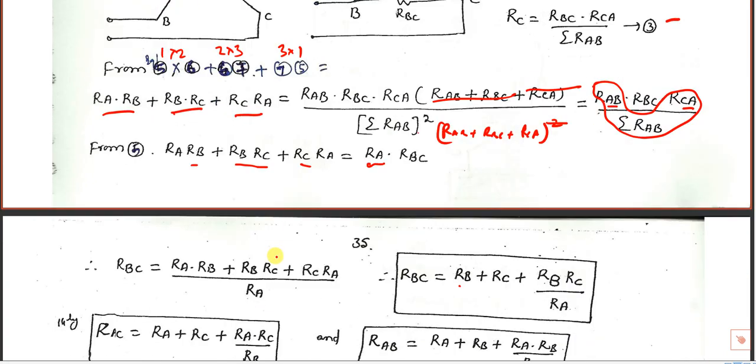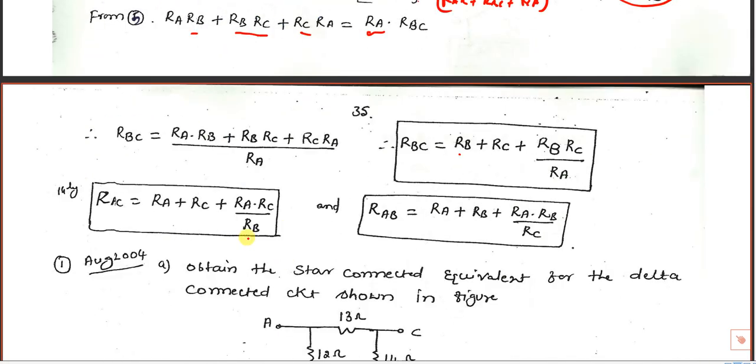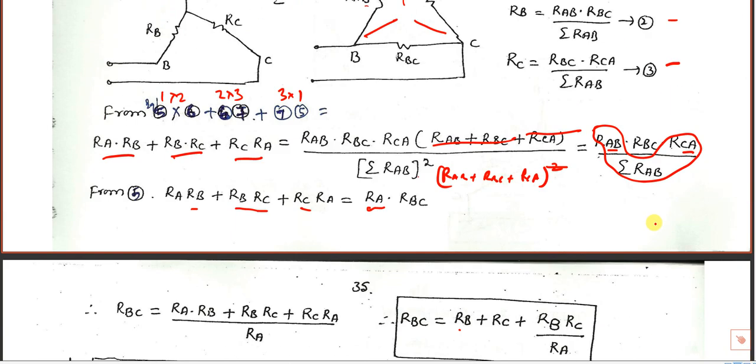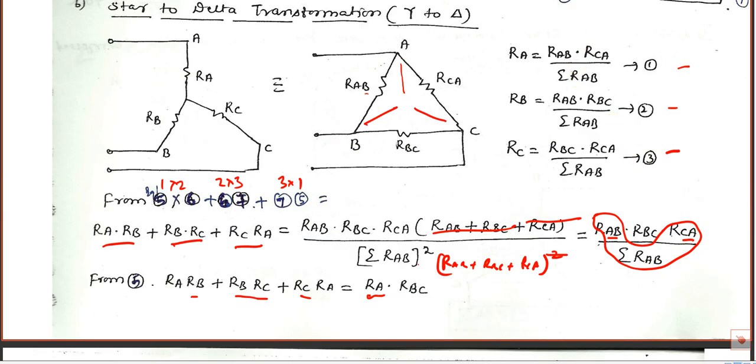So this much you have to consider. So we are getting the answer: RBC is equal to RB plus RC plus the product of these two divided by the remaining one. RAC is RA plus RC plus the product of these two divided by the remaining one. RAB is RA plus RB plus RA into RB divided by RC. So this derivation is important. You can read it once, at least you can do 50%.